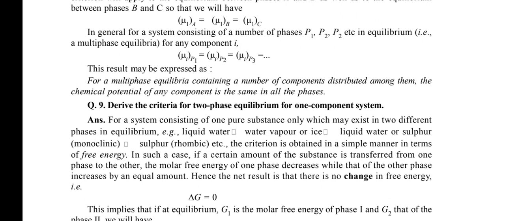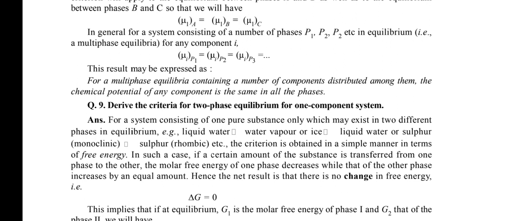Question number 9. Derive the criteria for two-phase equilibrium of a one-component system. For a system consisting of one pure substance only, which may exist in two different phases in equilibrium, that means liquid water and water vapor or ice and liquid water, or sulfur monoclinic and sulfur rhombic, etc. The criteria is obtained in a simple manner in terms of free energy.